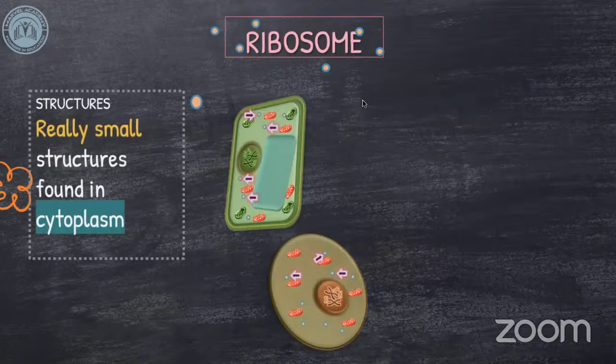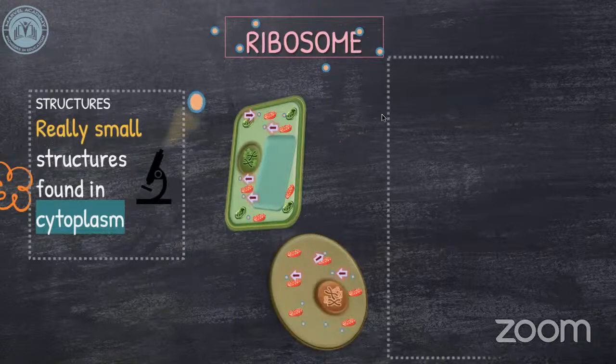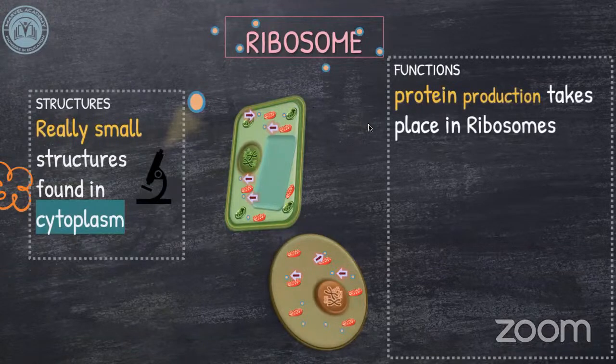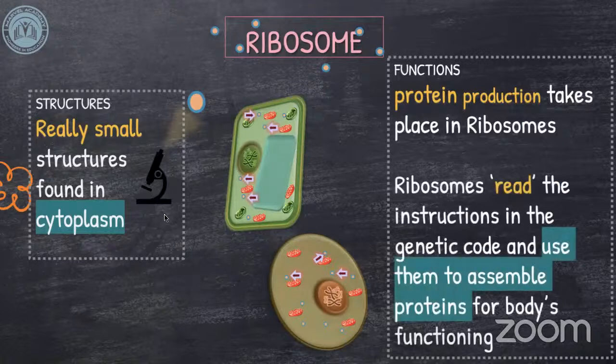Speaking about ribosomes, you can see the plant as well as the animal cell contain ribosomes. Usually these are very small structures and they are not visible to the naked eye, so definitely we need a microscope. Speaking about the location, children, it is located anywhere in the cytoplasm, right? So you can see the location here.